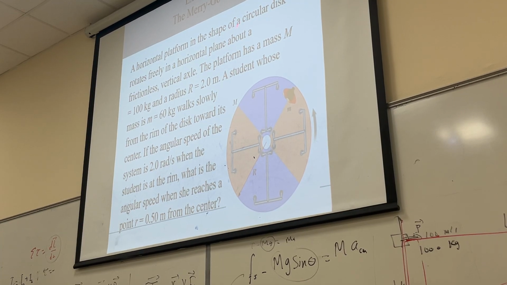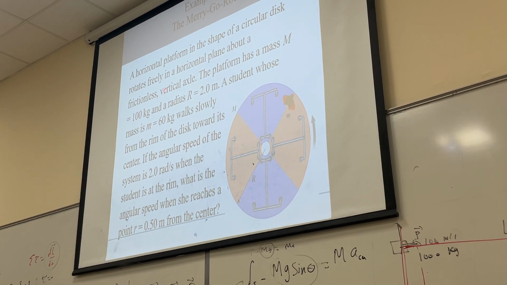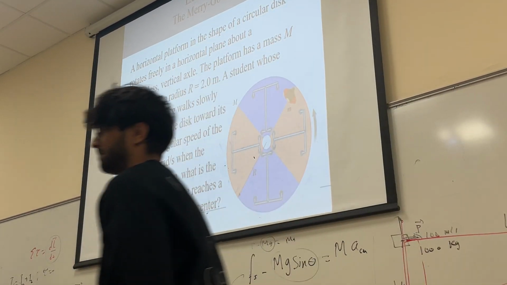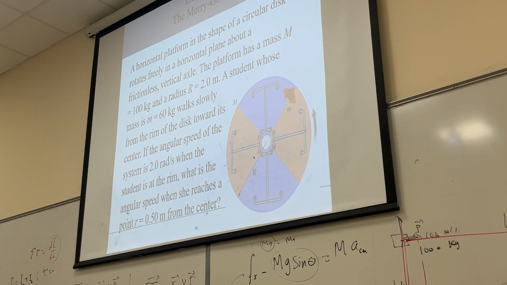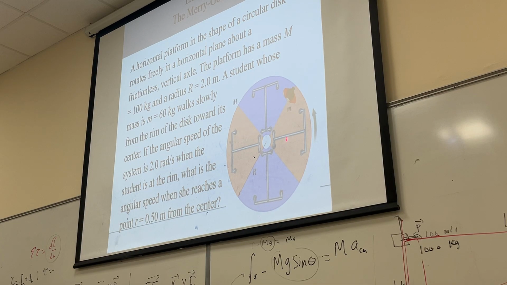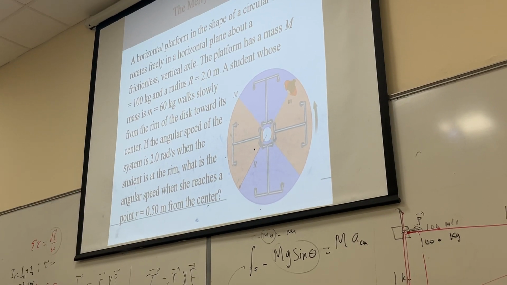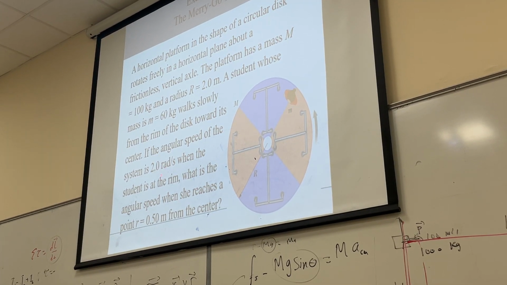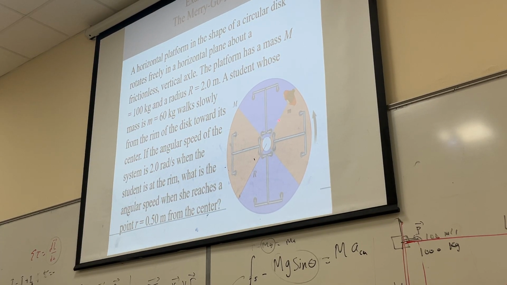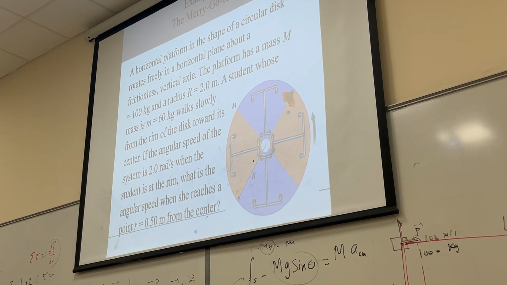It says a horizontal platform, in the shape of a circular disc, rotates freely on the horizontal plane. It rotates like this, and there's a student standing on the rim, at the edge. The platform has a mass M of 100 kilograms and a radius of 2 meters. A student whose mass is 60 kilograms walks slowly from the rim towards the center. If the angular speed of the system is 2 radians per second when the student was here, what will be the angular speed when he reaches half a meter from the center? It will increase.